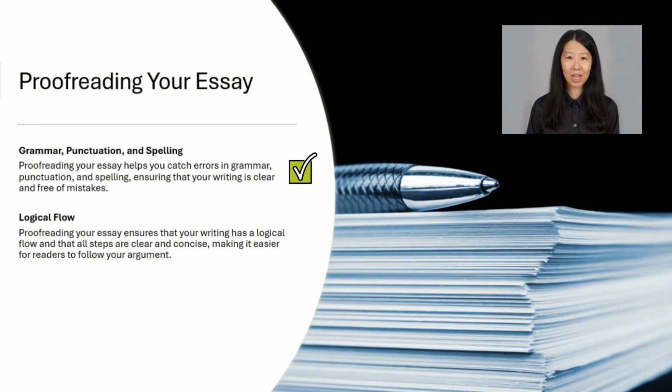Tools like grammar checkers can be helpful, but don't rely solely on them. Read through the essay yourself for accuracy. Logical flow. Proofreading is also about checking the structure and coherence of your essay. Ensure that each step follows logically from the previous one and that your explanations are clear and concise.